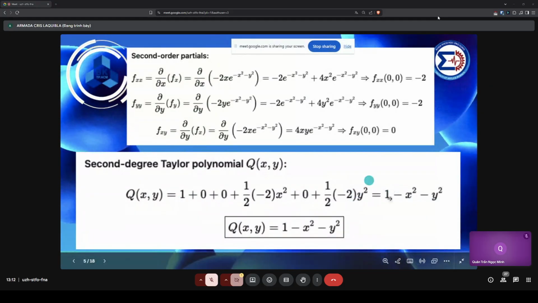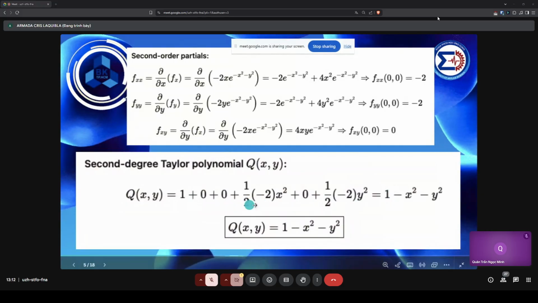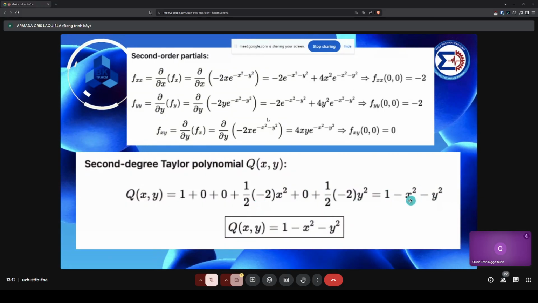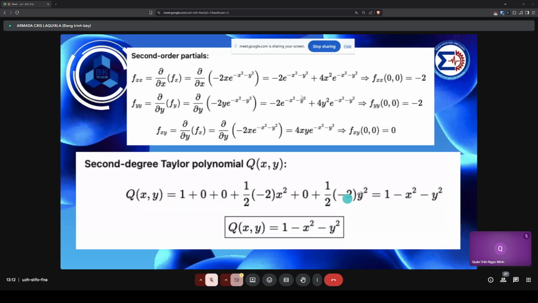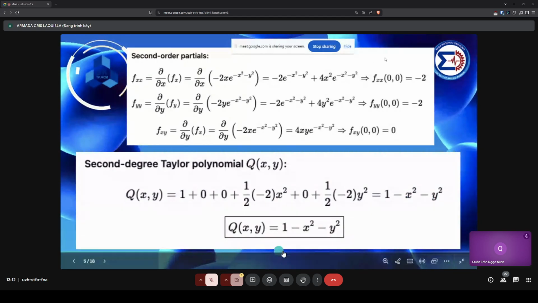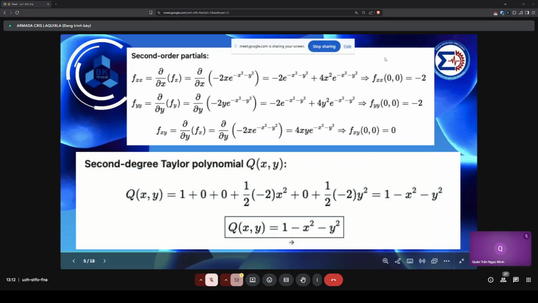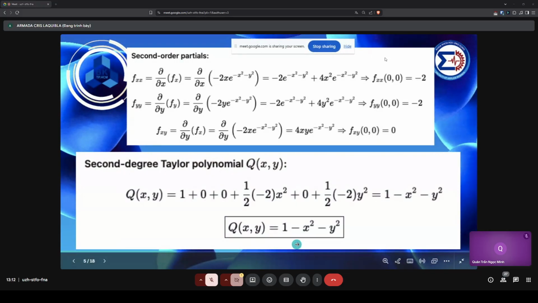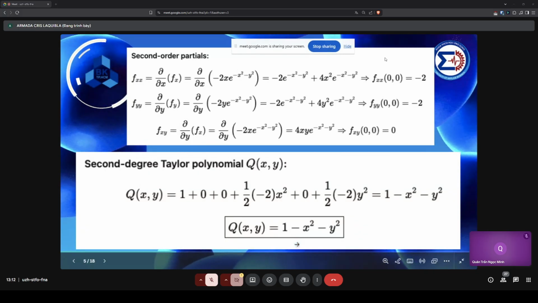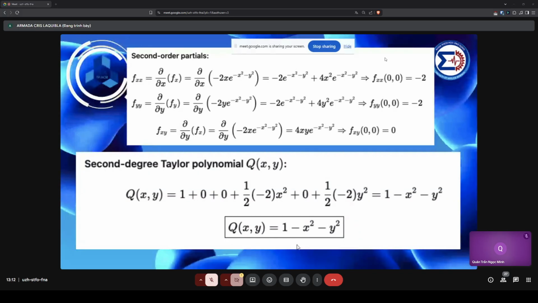Now solving this, this is 1. When you multiply 1 half and negative 2, that is negative 1, so negative x squared. And then this one is negative y squared. And we have our second degree Taylor polynomial equal to 1 minus x squared minus y squared. Okay, next.